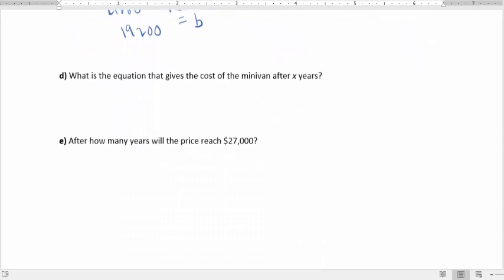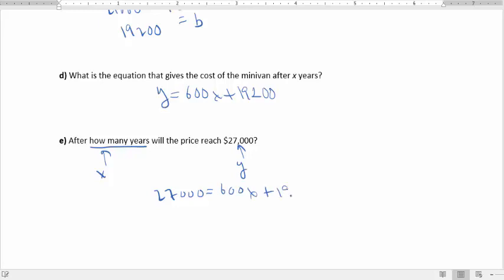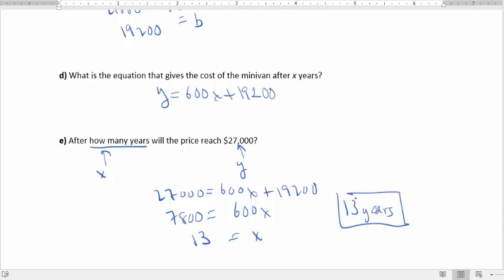So we can write the equation as y equals 600x plus 19,200. And then after how many years, in other words, which x gives us a price, or a y, of 27,000? So we replace y with 27,000 and solve for x. And we end up getting x equals 13. So 13 years after the initial year, right? 13 years after the initial year, it's going to reach $27,000.